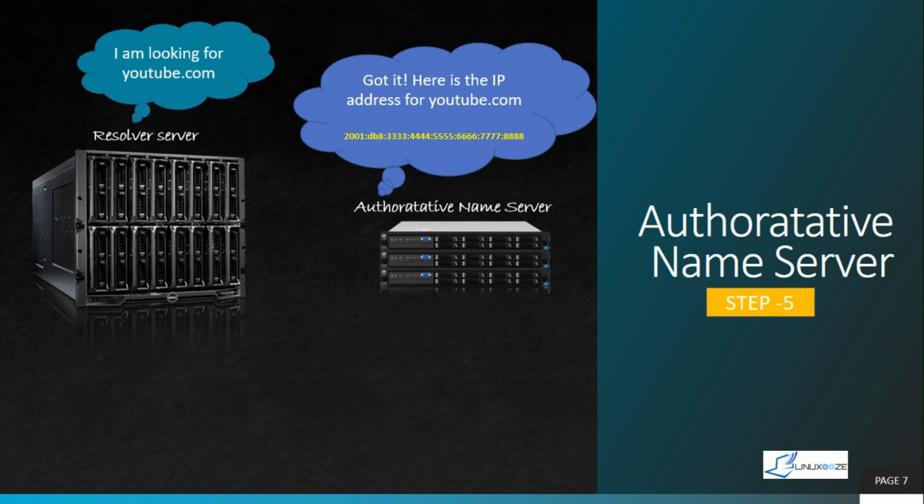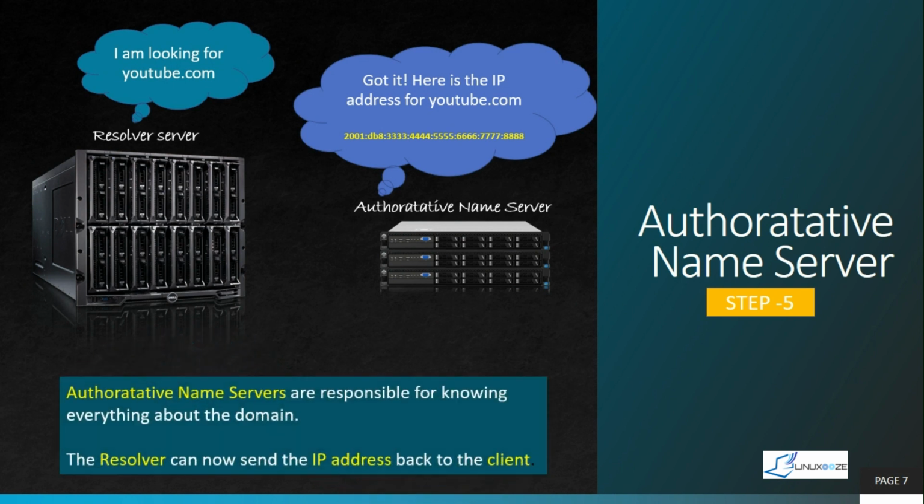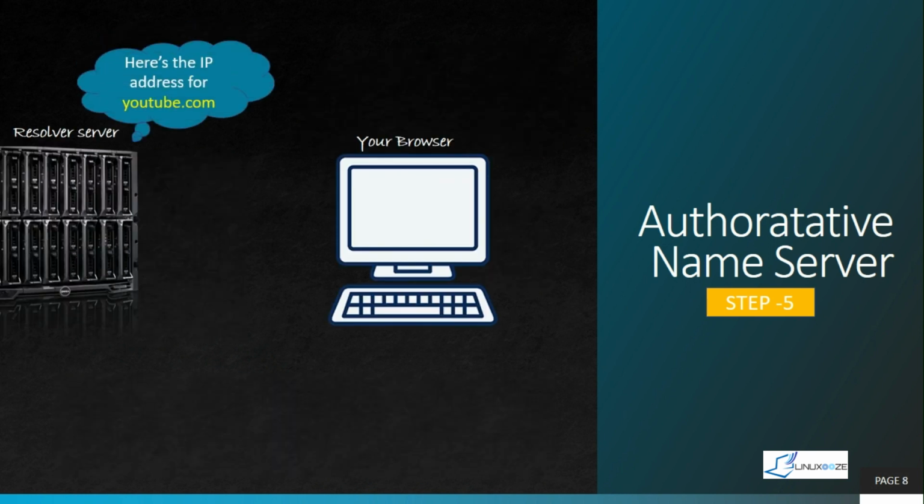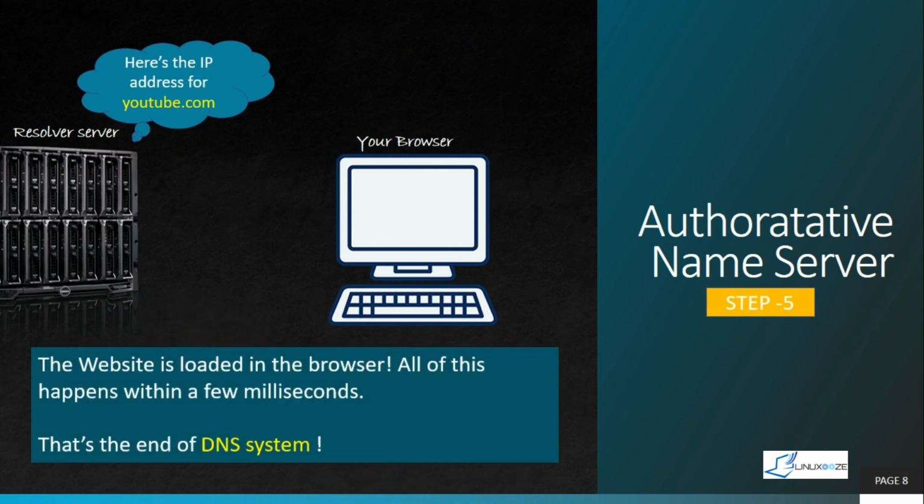And finally, the resolver server sends the IP address back to the user's device, and the device stores this information in its local cache for future use. Got it. Here is the IP address for youtube.com. With the IP address in hand, the user's device can now establish a connection to the web server hosting the website associated with the domain name. This connection allows the user to access the website's content.